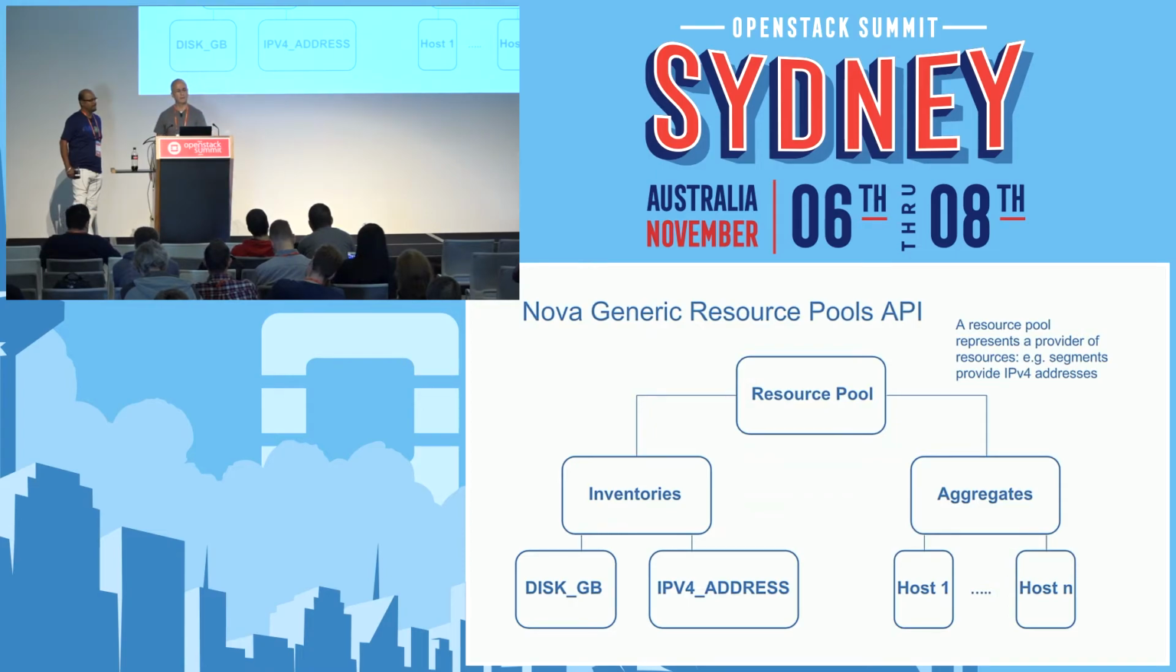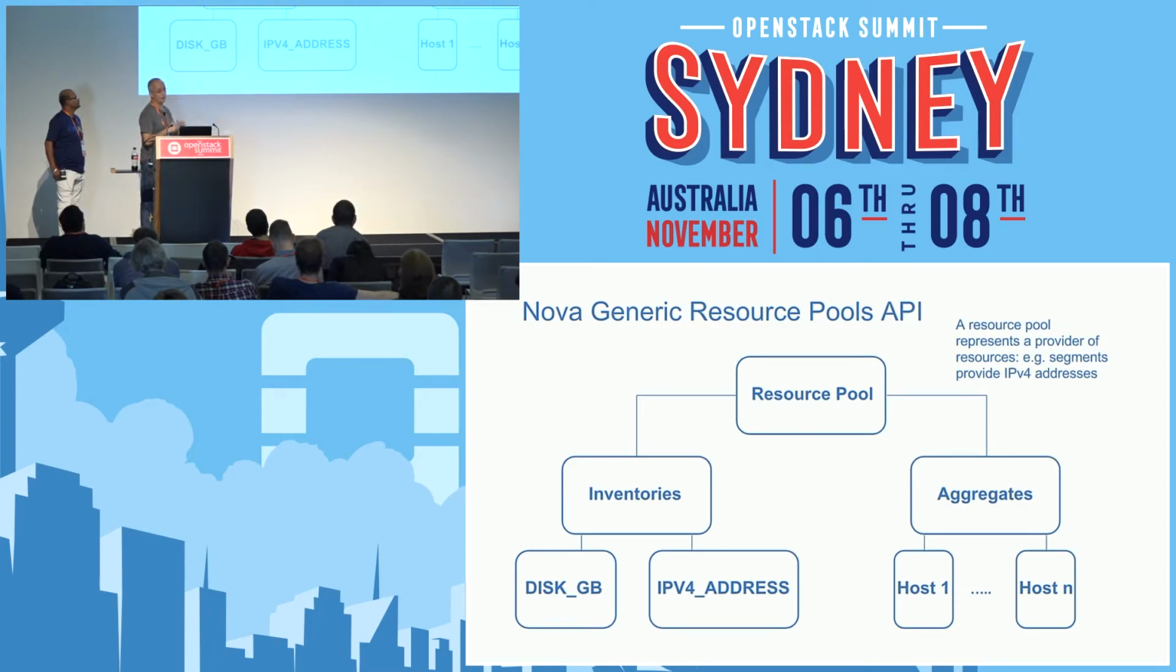This slide shows the main constructs that exist in the Placement API. Essentially what you do is you define resource pools. You tell the Placement API, I want to have this resource pool, and that resource pool has these inventories. In other words, an inventory of resources that can be allocated by Nova using the Placement API. And then you have aggregates, which is a collection of hosts that are related to those inventories.